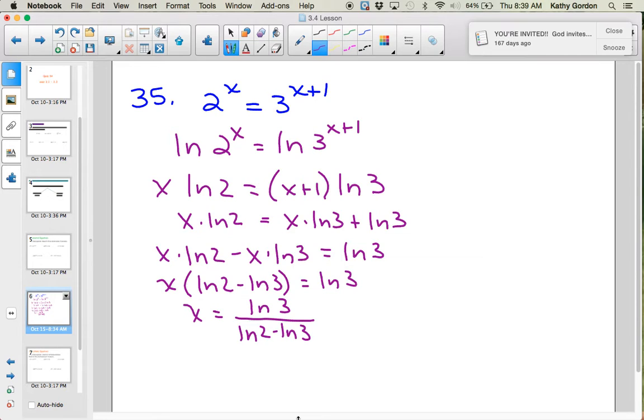Okay? So it's not pretty necessarily, but it's just a matter of using the properties that we know to be able to get those x's out of the tower, out of the exponential spot, get them down there where we can work with them, and then remembering that when we take any kind of log of a number, it is just a number.